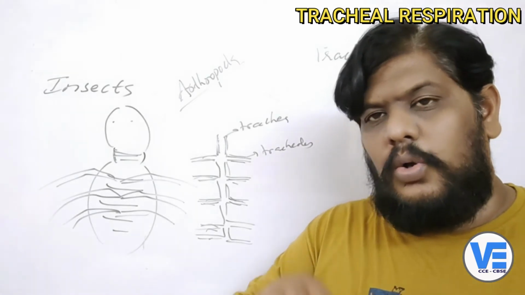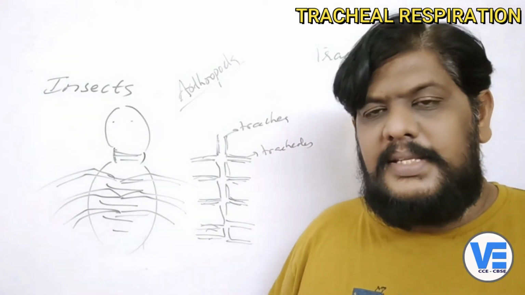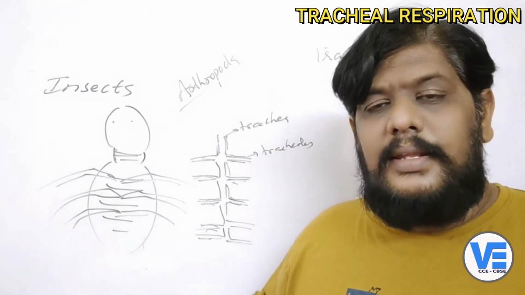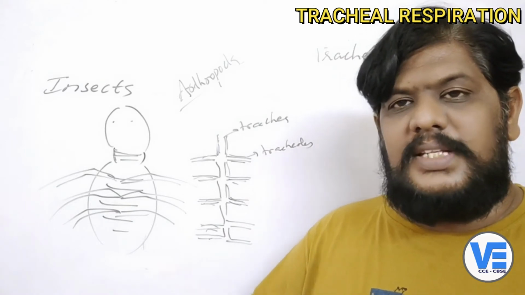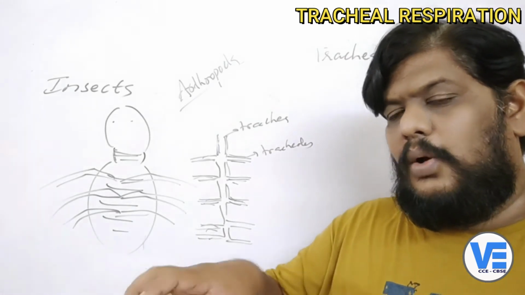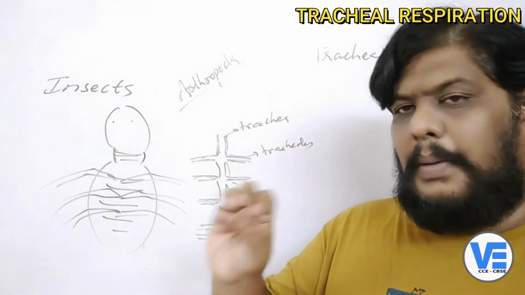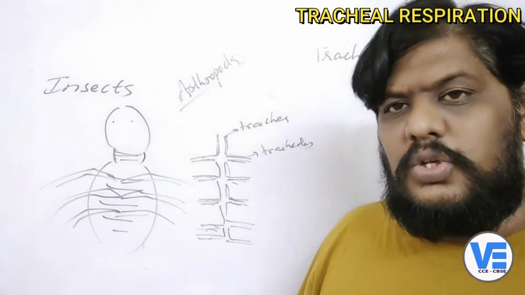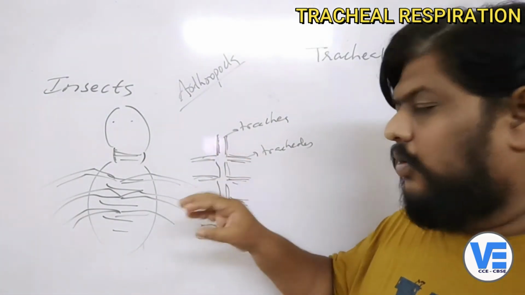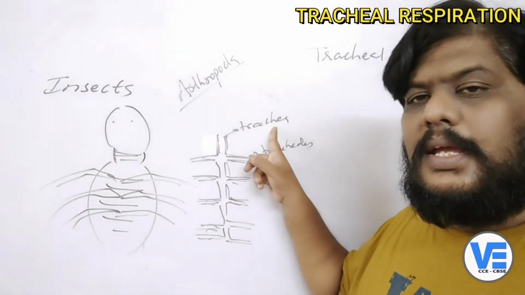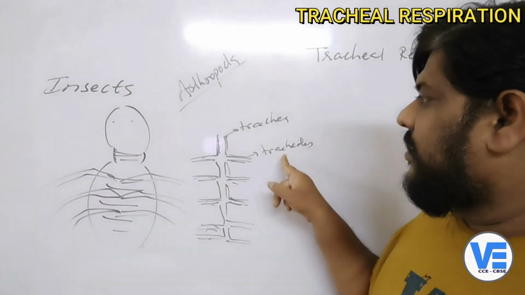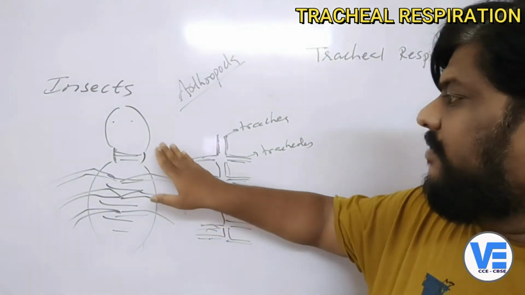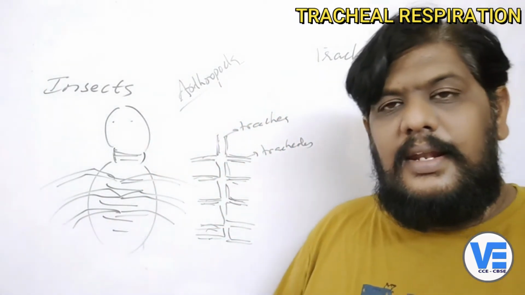Now if you see the cockroach, its blood is white in color. That means it doesn't have hemoglobin. Because it doesn't have hemoglobin, the blood cannot carry the oxygen to each and every cell of the body. So the whole process of sending the oxygen to each and every cell and each and every tissue is taken up by the tracheoles and the trachea. As the trachea and tracheoles help in the respiration process, we call this respiration tracheal respiration.